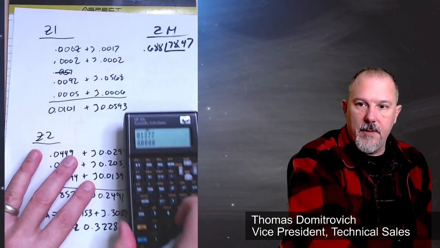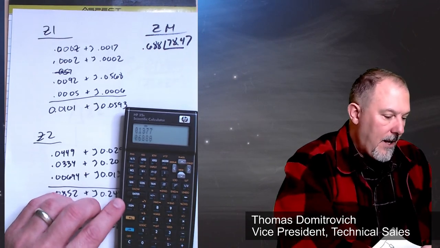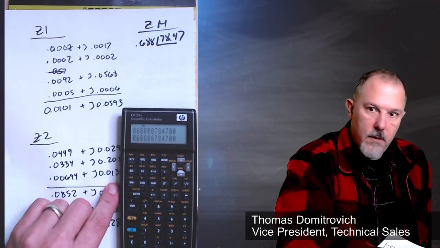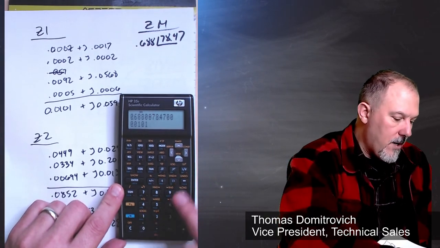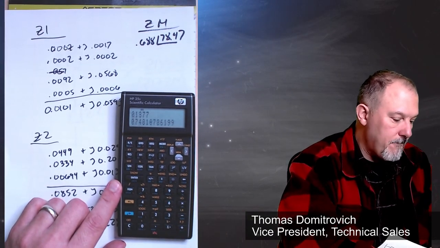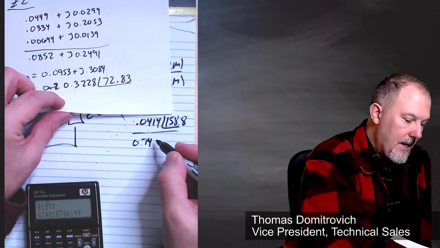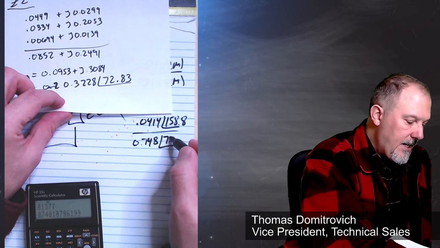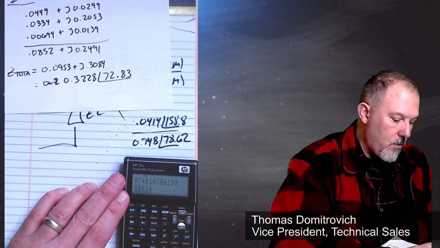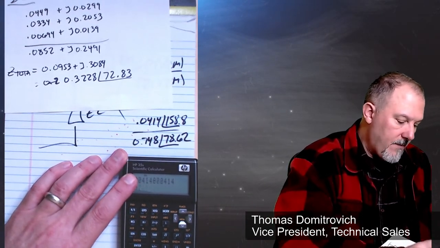Now I've got to do Z1 plus Z2, and I'm going to let the calculator do the math. I mean, it's an exercise left to the student, right? 0.688 at an angle of 78.47, and then I'm going to add 0.0101 j 0.0593. The answer to that one is 0.748 at an angle of 78.62. So now I'm going to do the division: 0.0414 divided by 0.748.